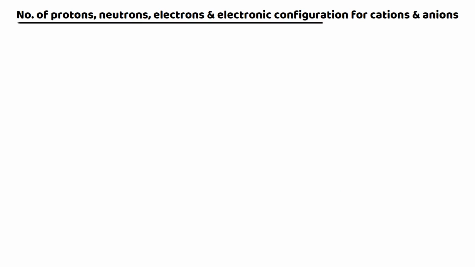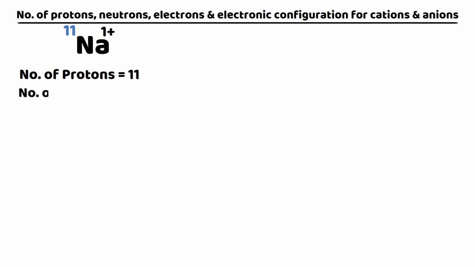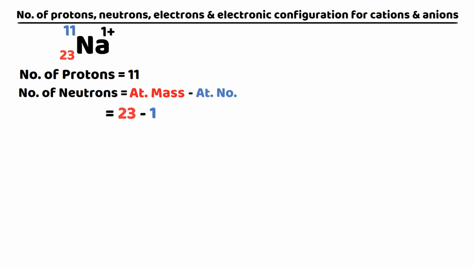Now, how to find number of protons, neutrons, electrons and electronic configuration for cations and anions. Let's see some examples. First, for sodium 1 plus ion. Its atomic number is 11, so protons are 11. For number of neutrons, we subtract atomic number from atomic mass, that is 23 minus 11 equal to 12 neutrons in the sodium 1 plus ion.